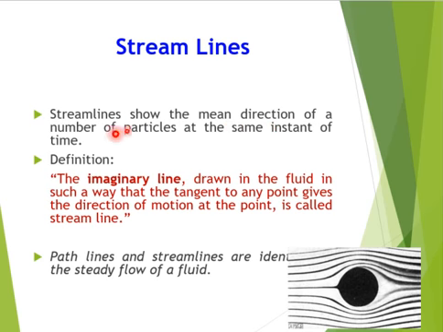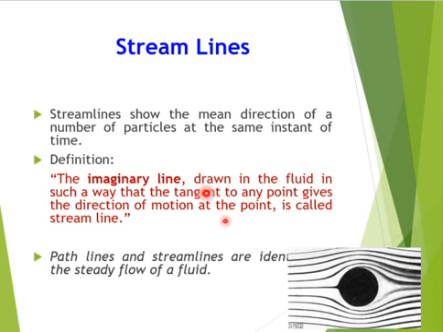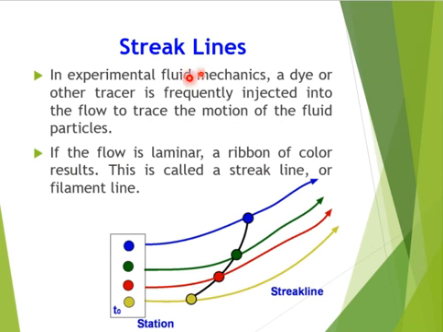The next term is streamline. Streamlines show the mean direction of a number of particles at the same instant of time. The imaginary line drawn in the fluid in such a way that the tangent at any point gives the direction of motion at that point is called a streamline. If the flow is steady, then path lines and streamlines are identical. So what is a path line? A path line is a trace made by a single particle, and a streamline shows the mean direction of a number of particles.